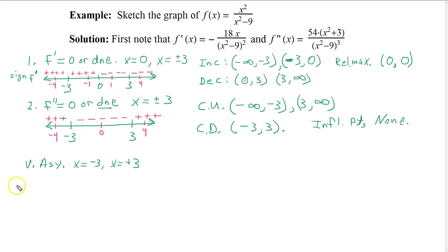And let's see about any horizontal asymptotes. Well, let's notice that the limit as x approaches infinity, by our rules for limits at infinity, the degree of the top is the same as that of the bottom, x squared and x squared. So the limit as we approach positive or negative infinity is going to be the quotient of the leading coefficients, which in this case are 1 and 1. And so this limit is going to be 1. And that's true for negative infinity as well. So we could just write here plus or minus infinity.